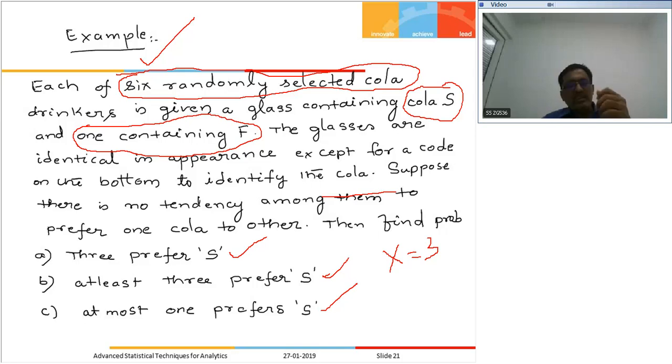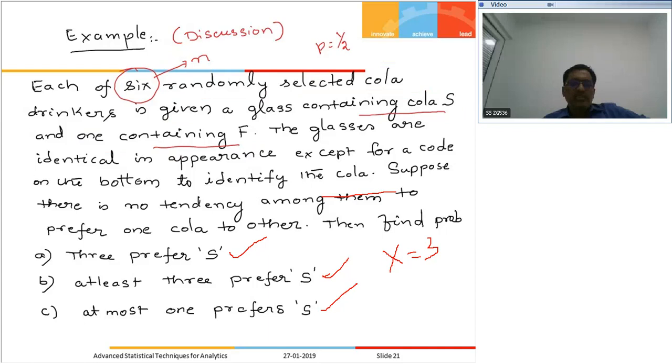So every trial will result in either S or F. With respect to this random variable, S is success, F is failure. That's why every trial contains either success or failure. The probability of success is 1 by 2, and failure is also 1 by 2 at any given time. That means it is constant. Therefore, it follows binomial trials, and we can use binomial distribution to model this problem.